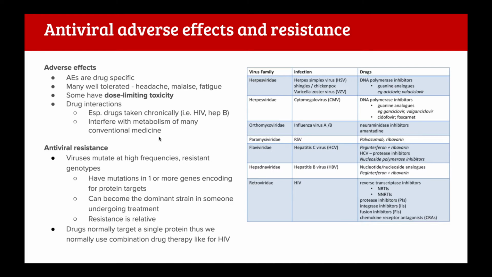Yeah. And antiviral resistance. So viruses mutate really, really rapidly. Resistant genotypes normally have mutations in one or more of their genes that encode for protein targets, and they can sometimes become the dominant strain in someone undergoing treatment, and resistance is relative. Drugs normally target a single protein, like I've mentioned before. That's why we like to use combination drug therapy to try and avoid resistance.